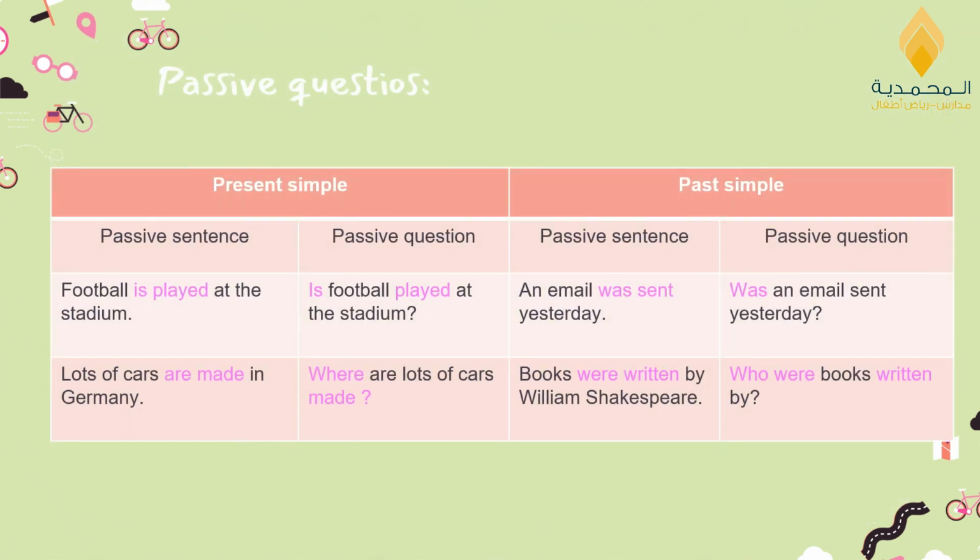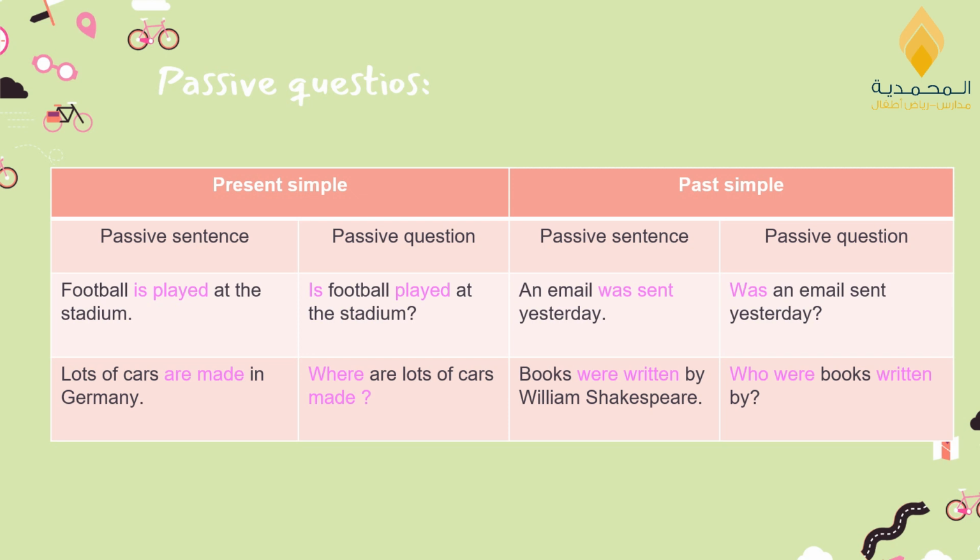Now let's move to the passive questions. I have 2 points here. We are going to talk about present simple passive and the past simple passive. We are going to discuss how to change a passive sentence into a passive question. And also we are going to talk about 2 types of questions, the yes or no questions and the WH questions. Take a look at these examples on the table here.